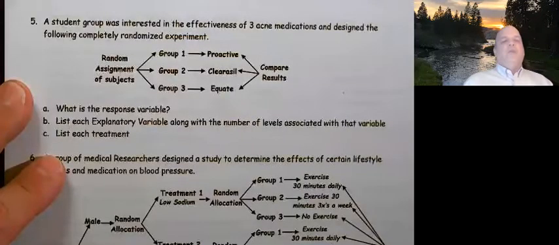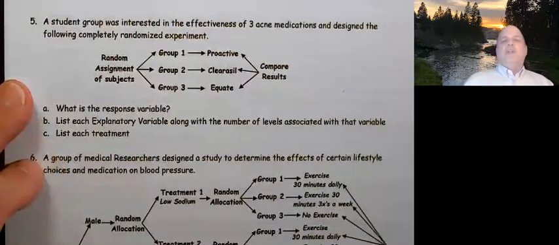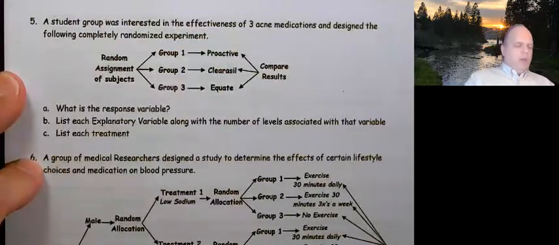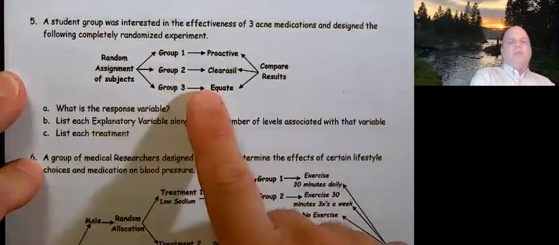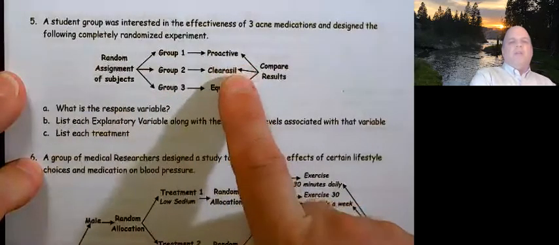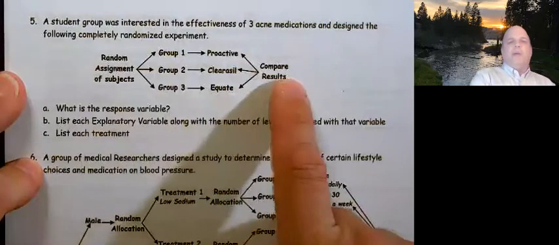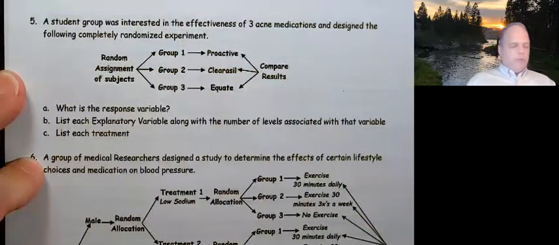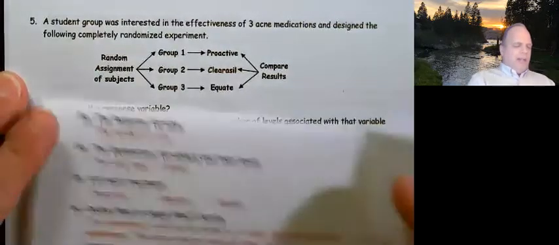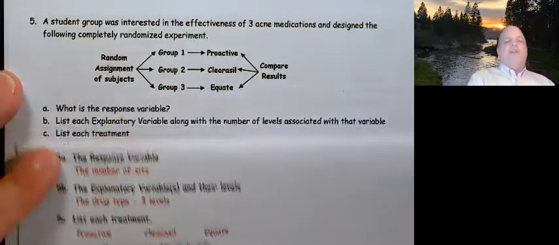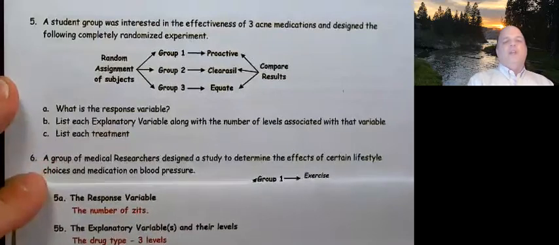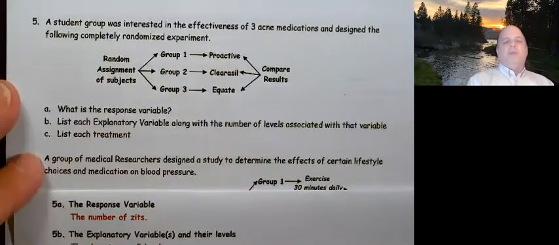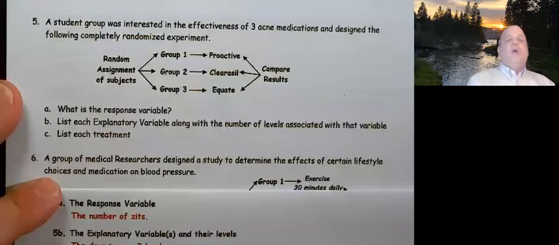All right, we're beginning with scenario 5. A student group was interested in the effectiveness of 3 acne medications and designed the following completely randomized design. So we're going to randomly assign to 3 groups, and we have three medications: Proactiv, Clearasil, and Equate, and then we're going to compare results. So what is the response variable? Well, if we're looking at acne, we're probably looking at how clear your face is or the number of zits. So if you want to say the response variable is the number of zits, that's fine, the number of pimples, or how clear your face is, any of those would be acceptable.